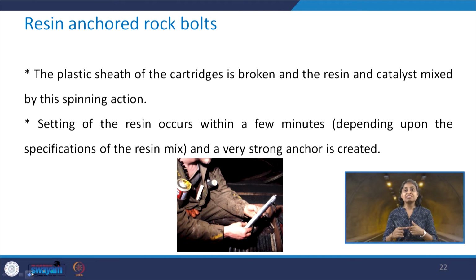With this spinning action, the plastic sheath of the cartridges is broken and the resin and the catalyst get mixed. Then the setting of the resin occurs within a few minutes, and this time depends upon the specifications of the resin mix, and this results in a very strong anchor.